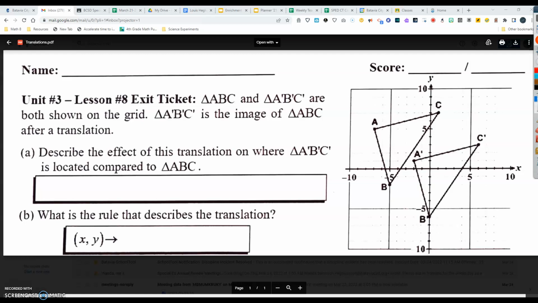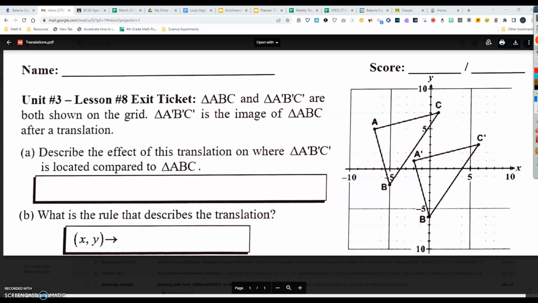Okay, so we have transformations. There are 4 major transformations: rotations, reflections, translations, and dilations. This happens to be a translation. When you think translation, you're moving right to left and then up and down.